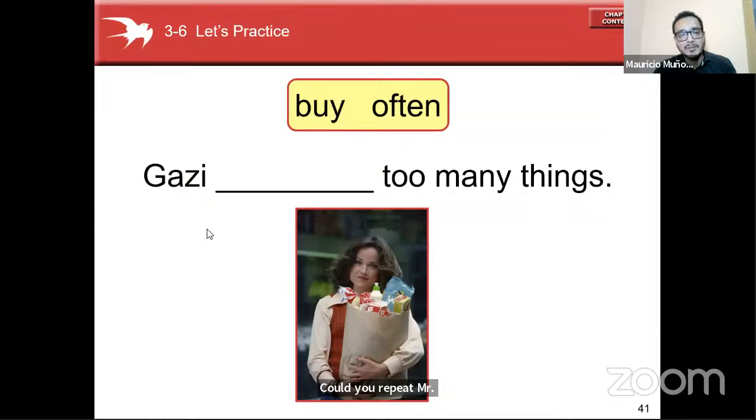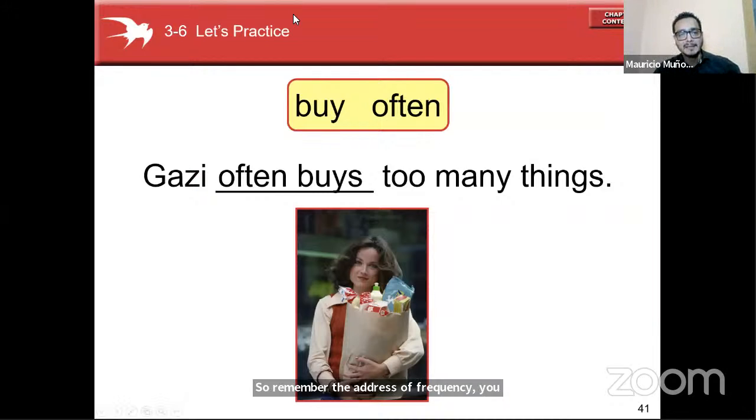Okay, let's check it out. So remember, the adverb of frequency usually goes before the verb. So often bites, okay? Often bites. Comúnmente los adverbios de frecuencia, lo que vimos, van antes de los verbos.